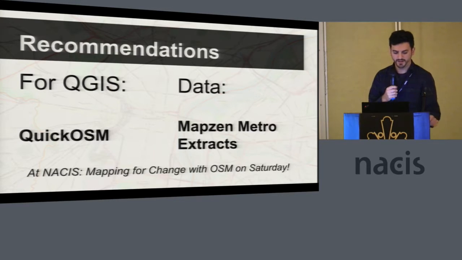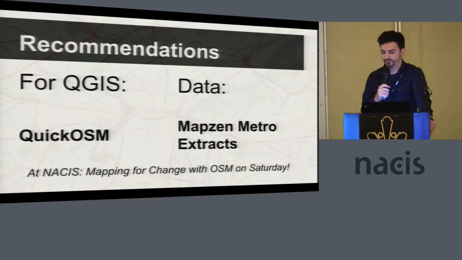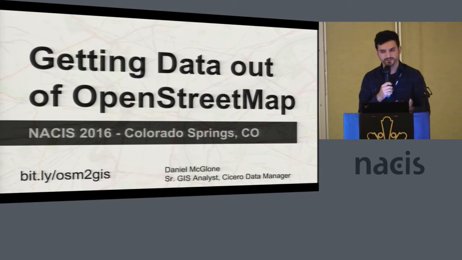So overall, if you're using QGIS, definitely the QuickOSM tool is my favorite. Just for getting data, I think that MapZen's Metro extracts are really awesome. And then a special shout out: Saturday, Vanessa, who's one of the co-hosts here, has a Mapping for Change workshop to use OSM. So if you're interested in learning more about OpenStreetMap, you should definitely go to that on Saturday. That's pretty much it for me.